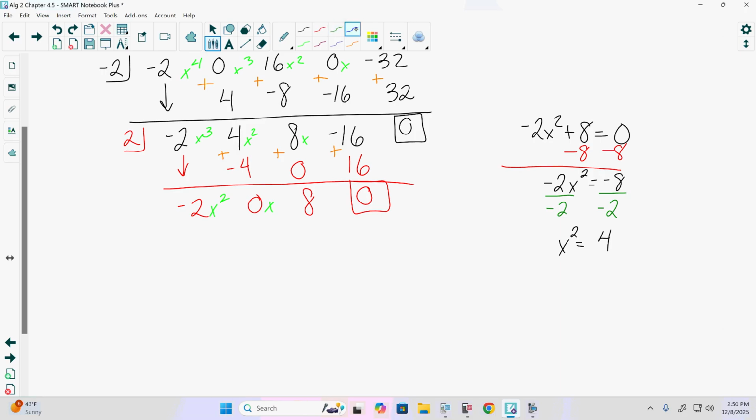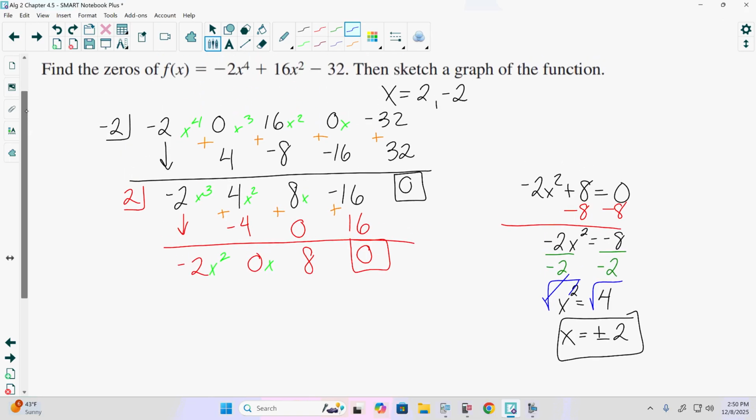Last thing we need to do is take the square root of both sides. Now the square root of x squared is x. When we take the square root of both sides, we have to put plus or minus. And the square root of 4 is 2. So that means our other 2 solutions are positive 2 and negative 2.